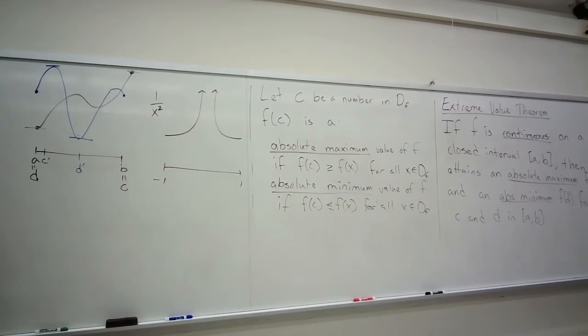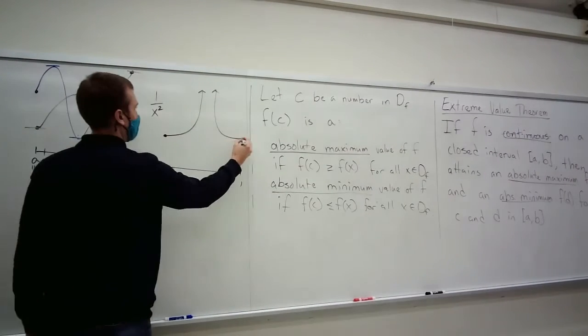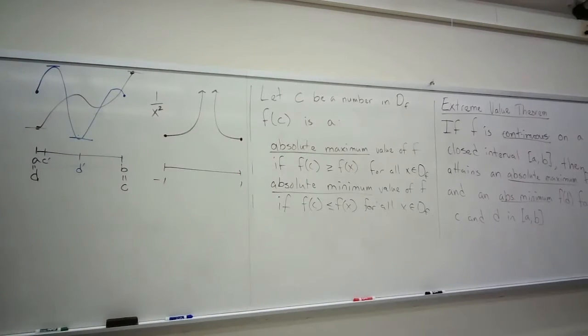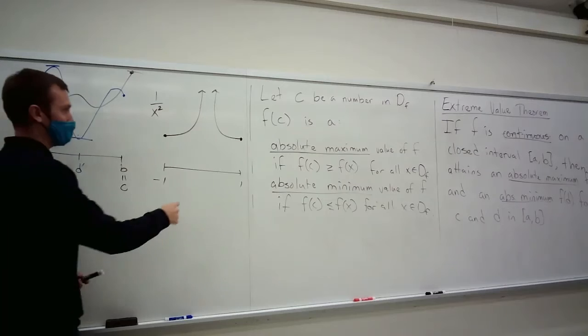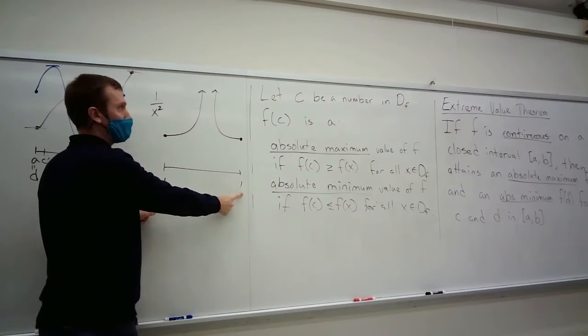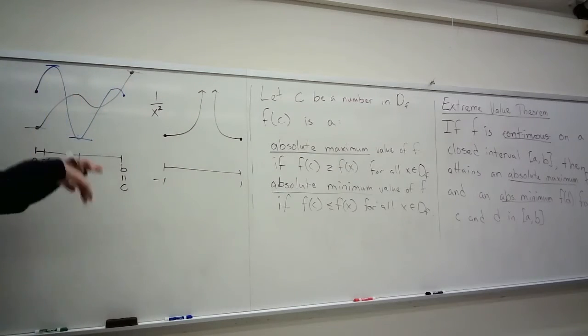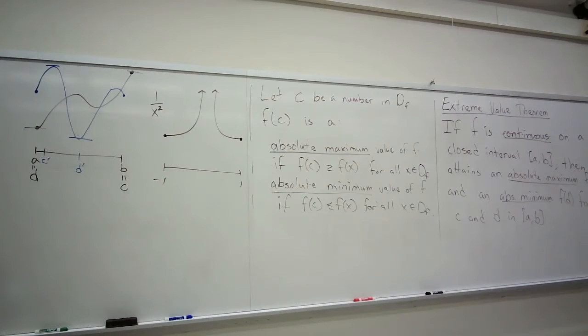From -1 to 1, 1 over x squared. Here and here we do have absolute minima. There is no absolute maxima. We'd like to think 0 is where that occurs, and that's in our interval. But our function is unbounded, we say. It has no limit on how high up it goes. There's a vertical asymptote there. Perfect. There's an example where there's no maxima. Can you come up with an example that has no maxima or minima?